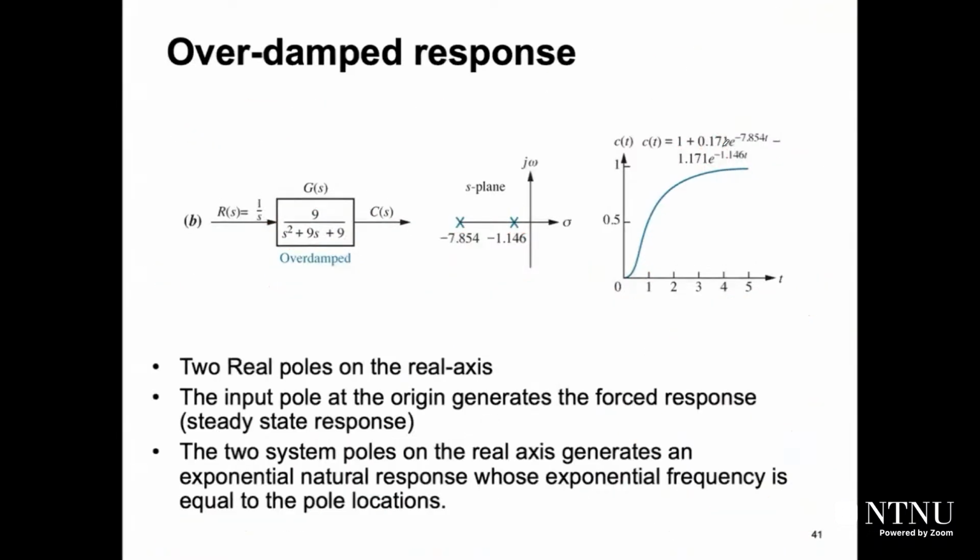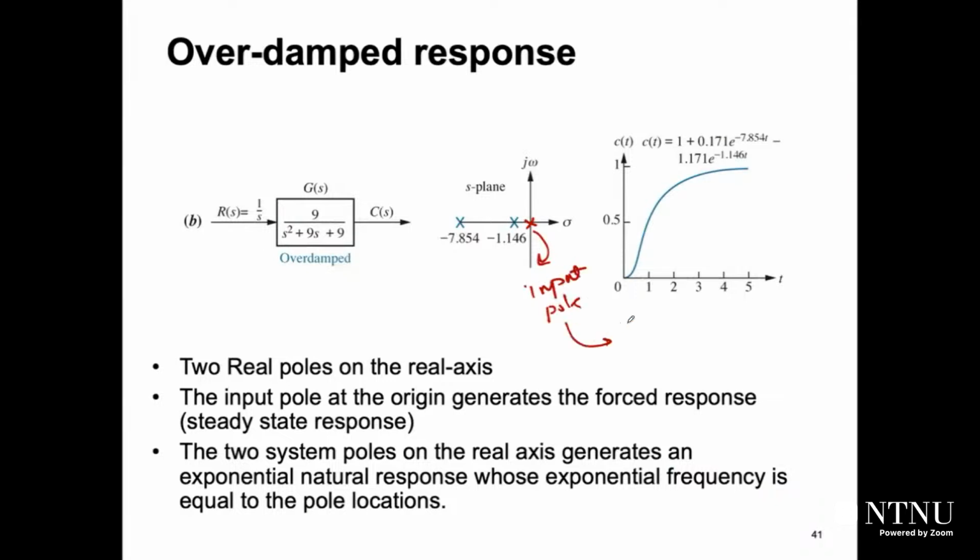So this one, it's overdamped response. And just to summarize, in the overdamped response, we have two real poles on the real axis. This one real axis, this one imaginary axis. The input pole at the origin generates the forced response. We will get one here from the input. Remember, we call it input pole.